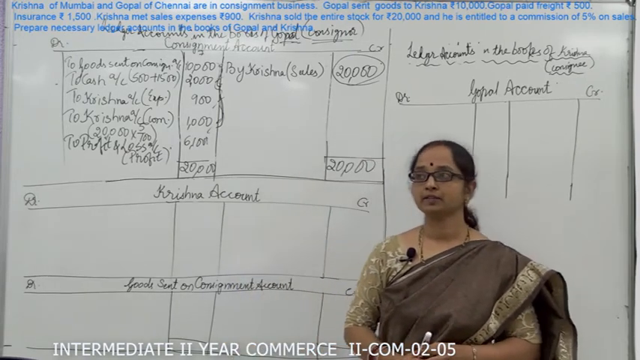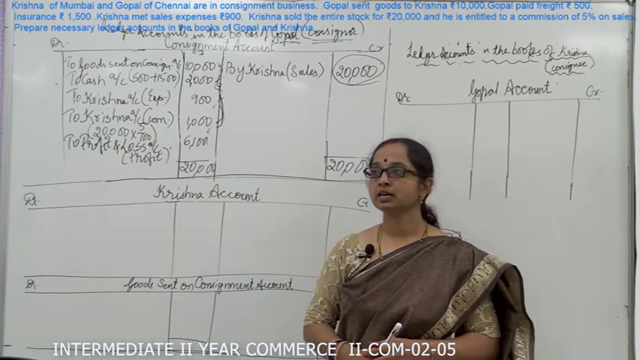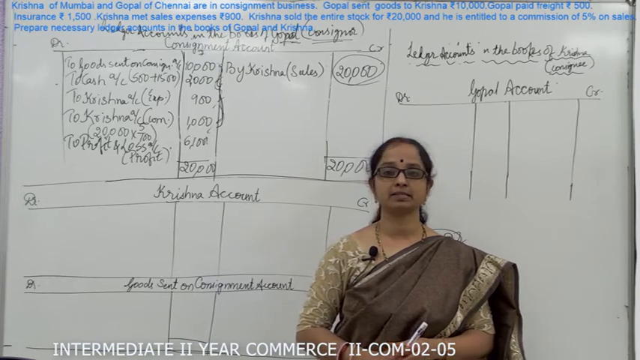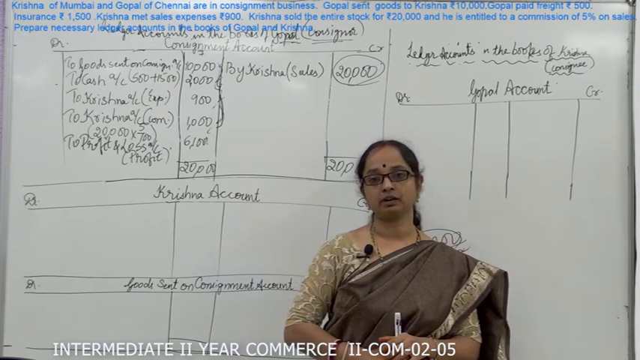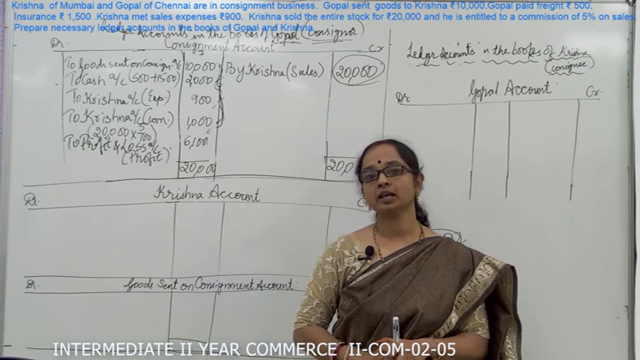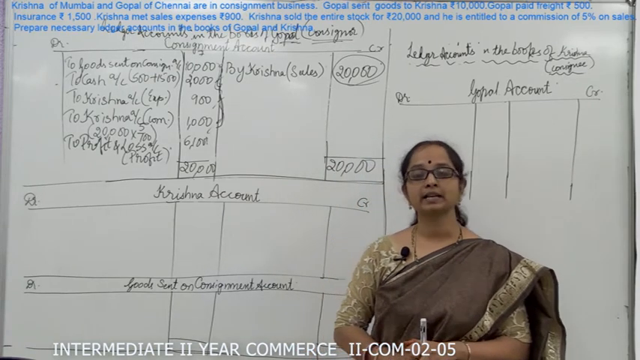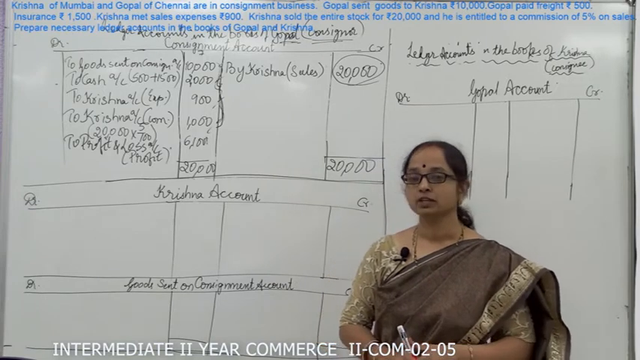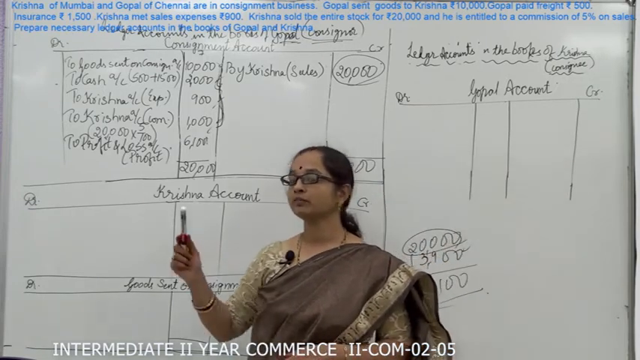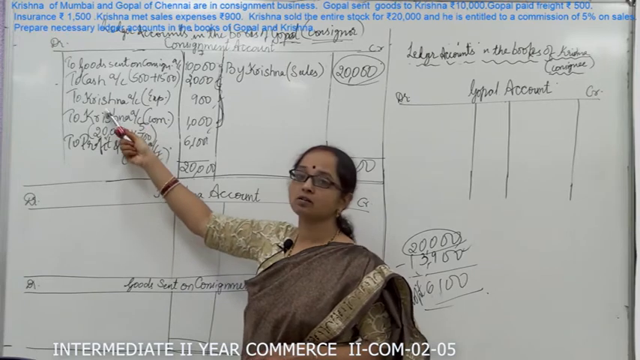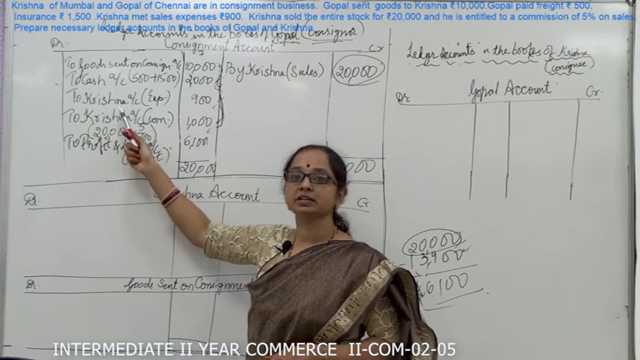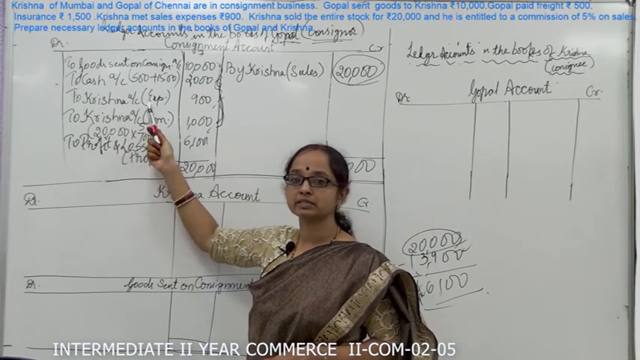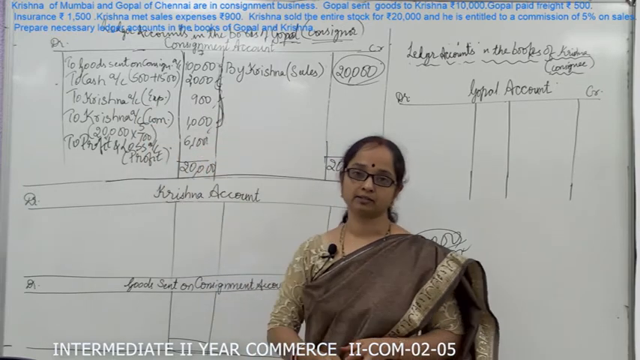Next statement, what does it say? Krishna met sales expenses 900. Okay, who is Krishna here? Consignee. So we are not spending directly. So we will be writing, remember the format, we'll write it as To Krishna Account, brackets expenses, that is 900.